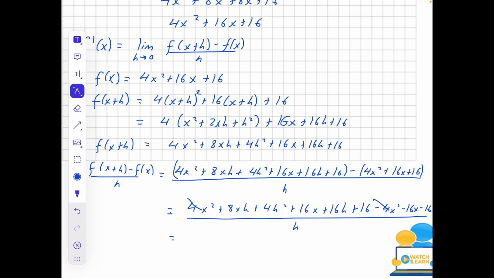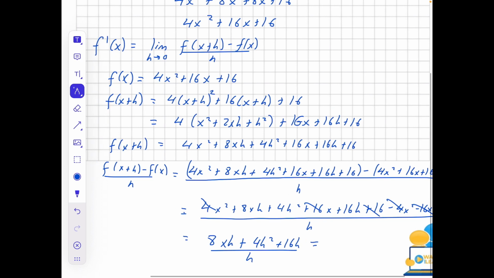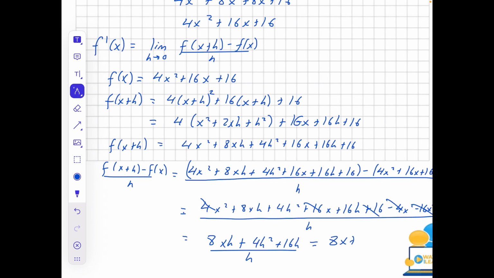At this point, things should cancel. Okay, if the things don't cancel at this point, you've made a mistake, probably with your signs. So there's probably a minus sign there that you didn't multiply into a bracket or something, but at this point, a lot of things should cancel. That leaves us with 8xh plus 4h squared plus 16h.